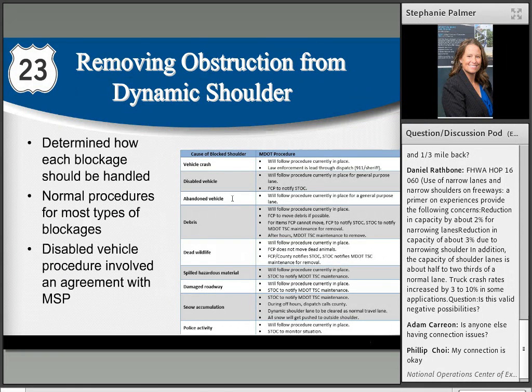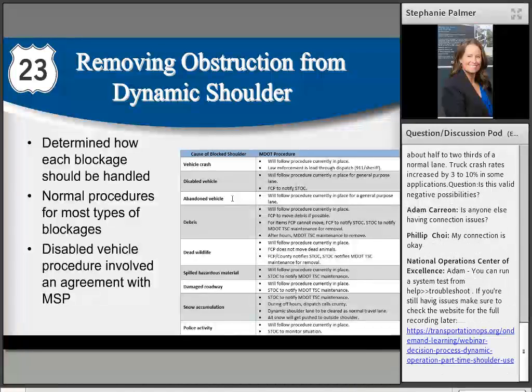Another procedure or quick reference guide that we needed to develop was, okay, so we know we're opening the shoulder and we do find an obstruction, so now what do we do? So we went through and determined all the types of blockages that we have seen in the past with our freeway courtesy patrol, and we went through each one to figure out how we would deal with those in order to clear that so that we can open the shoulder.